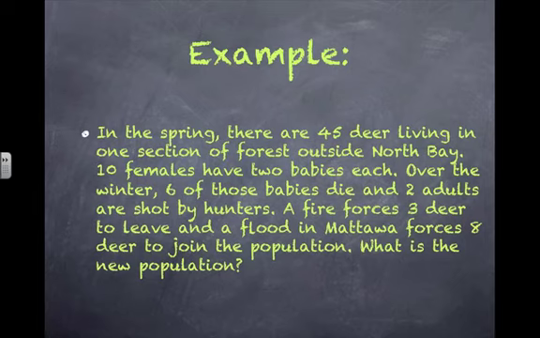So an example is, in the spring there are 45 deer living in one section of forest outside of North Bay. 10 females have 2 babies each. Over the winter, 6 of those babies die, and 2 adults are shot by hunters. A fire forces 3 deer to leave, and a flood in Mattawa forces 8 deer to join the population. What is the new population?